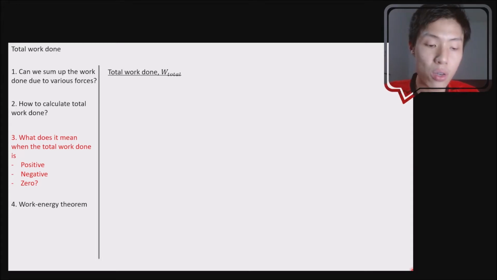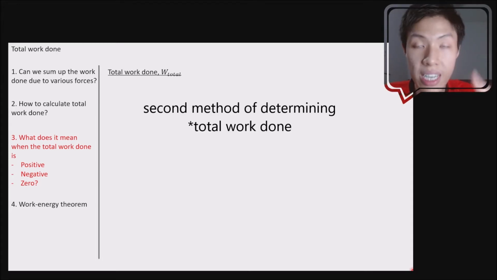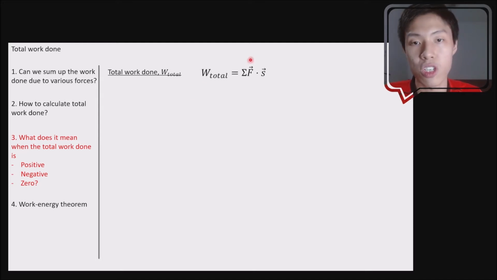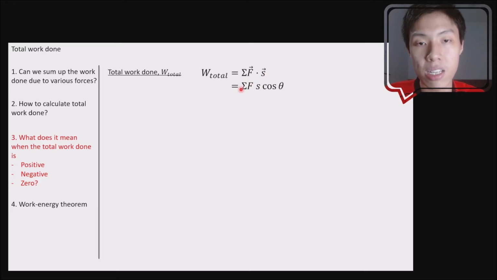And for this video, we are going to focus on the second method of determining work done, which is by using this formula here. So work total is equal to the scalar product of the net force and the displacement. And if you change it into another form, it will be the magnitude of net force multiplied by the magnitude of displacement times cos theta, where theta is the angle between the net force and the displacement.